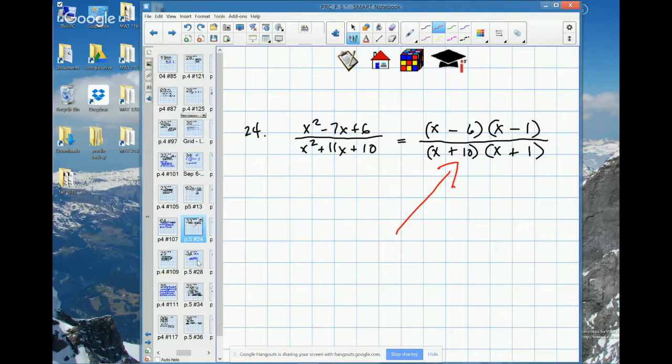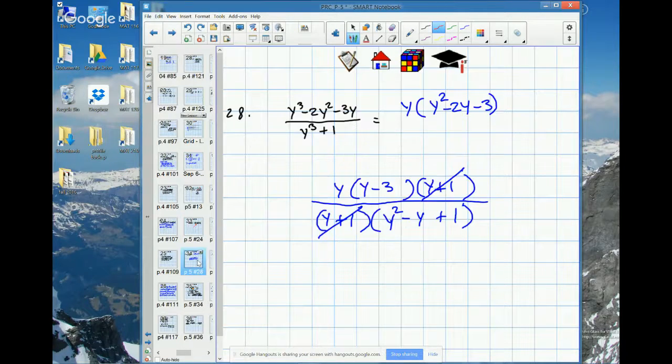Let's take a look at number 28. This is kind of an interesting one. It's up there in black on the top left. So I can factor the first part by taking out a common monomial factor, y. Going further, I can also factor the y squared minus 2y plus 3. So here's the full factorization on the top of this fraction.